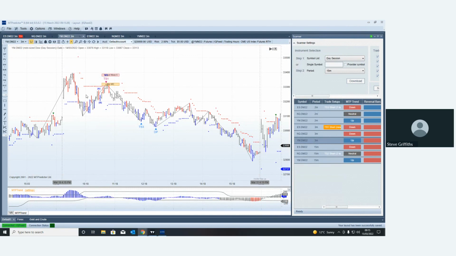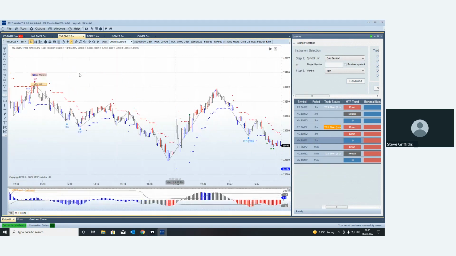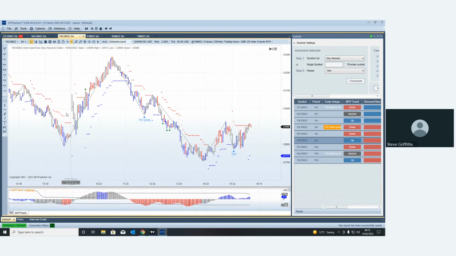Now this comes on to Colin's question, because if we have a look at the YM from yesterday, I just want to go through this just to build the pattern up. As I said earlier, when we trade MT Predictor, we're not looking at trade setups in isolation. We're not looking at them just with our MTP trend color. The reason we don't do that is we know markets are random half the time, or probably slightly more.